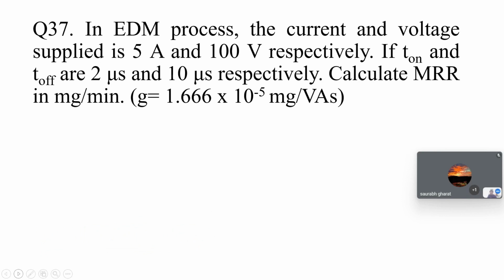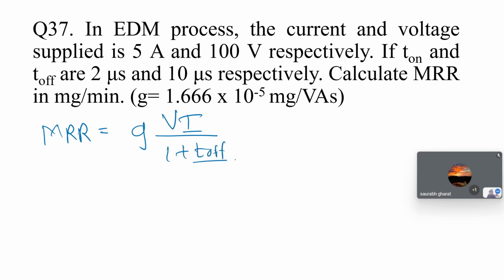Okay, so again we are going for problems now. If you are working on EDM, you know the formula for EDM. What is the formula for MRR in EDM? In the EDM process, the current and voltage supplied are given to you, and T on, T off are given to you to calculate MRR. So you must know the formula for MRR here. Your MRR is equal to G into V I, divided by 1 plus T off by T on.